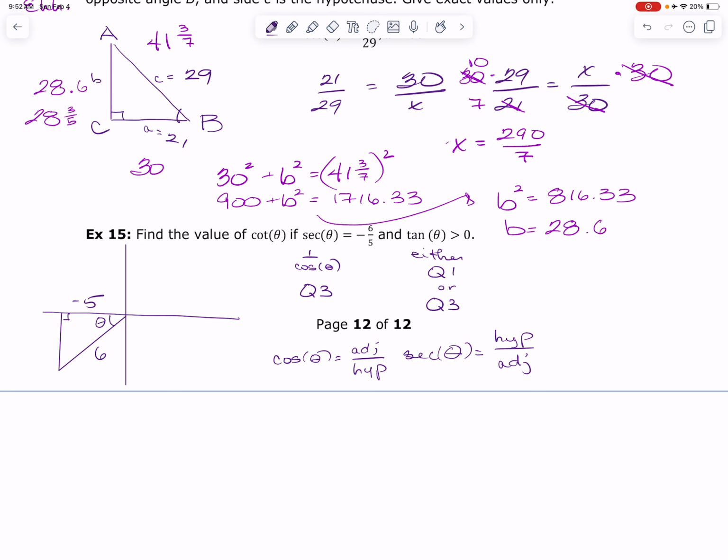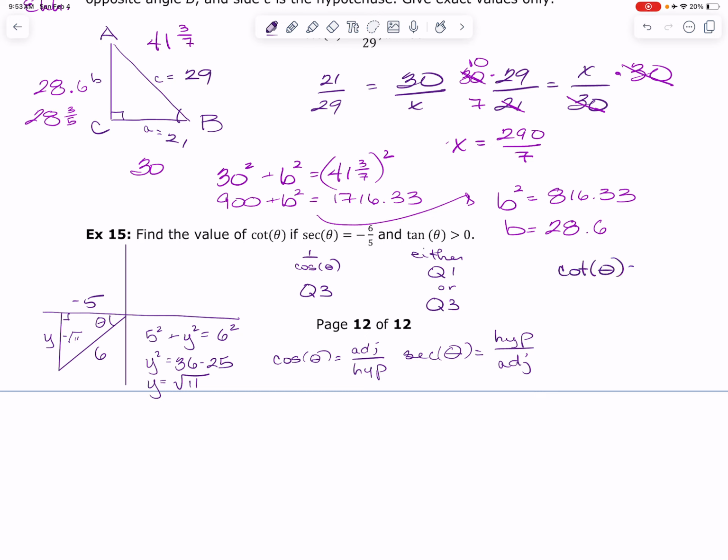Okay. We want the value of cotangent, which is adjacent over opposite, so I need that opposite side. I've got 5 squared plus y squared equals 36, so y squared is 36 minus 25. So I get square root of 11. The length of the side is square root of 11. I'm going in the negative direction, so I'm going to put negative square root of 11 there just so I remember.